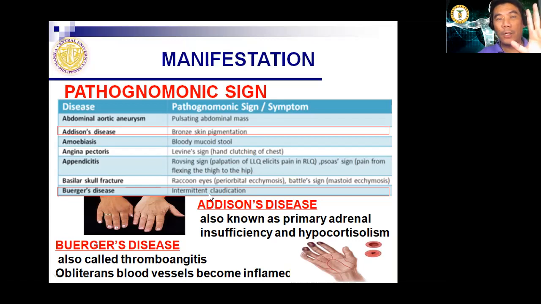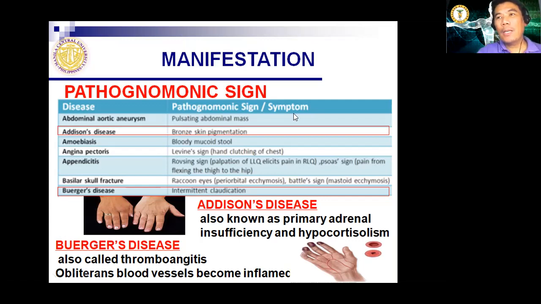What do you mean by intermittent? Intermittent means the claudication may not happen all the time. There are instances that it may cause claudication, then it goes back again to its normal state. So that's Buerger's disease. Okay, let us have a view of the first slide.